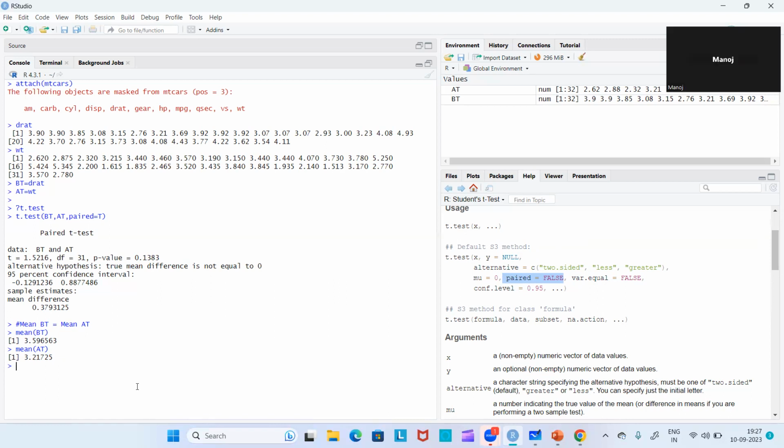Now here, yes, Manoj, yes. The mean has reduced basically. In fact, mean has reduced.